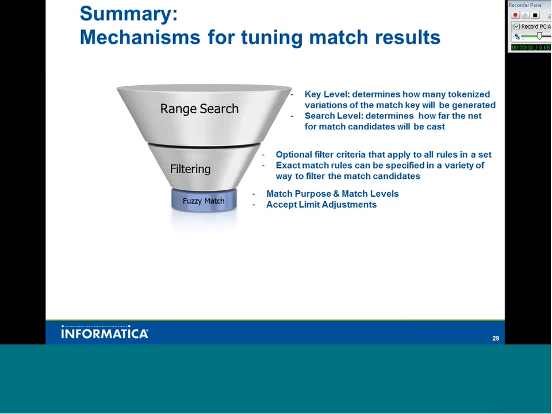Just to summarize, the mechanism for tuning match rules is set on the match keys, which determines how many token variations for the match will be generated. We'll look into the search level, and we'll look into optimizing the filters. That is, if you've got fuzzy matching, we strongly suggest adding an exact match column there. And then the match purpose, match level, and the accept limit.